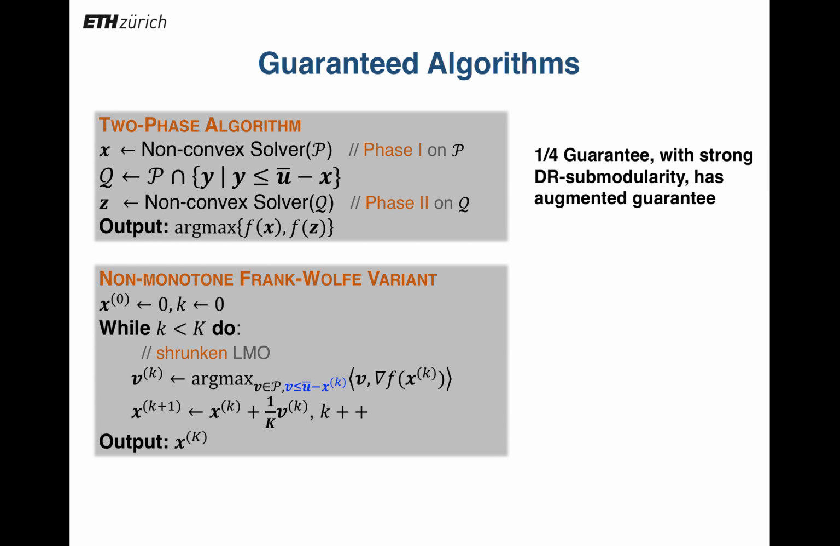The second algorithm is a non-monotone Frank-Wolfe variant. It's modified from the monotone Frank-Wolfe, but with a different LMO step called shrunken LMO. It has a 1 over e approximation guarantee.